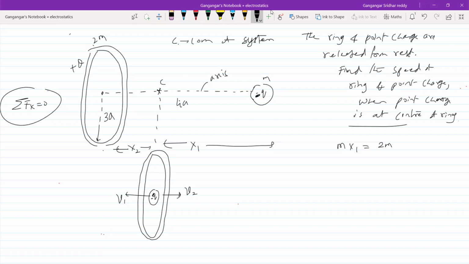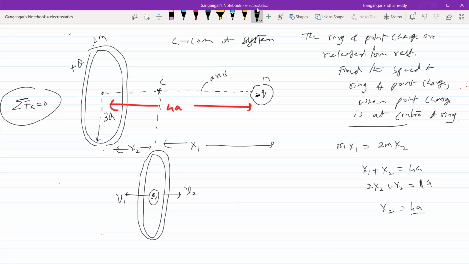M1 X1 equal to 2m x2. X1 plus X2 is equal to 4A. This total distance is 4A. So X1 equal to 2x2. Substituting this value, 2x2 plus x2 equal to 4A. So x2 equal to 4A by 3. So x1 should be equal to 8A by 3.